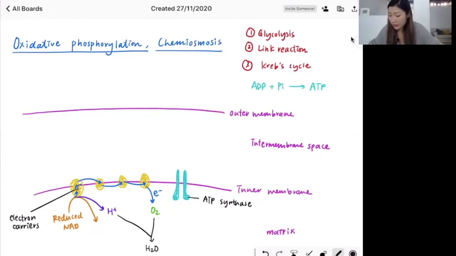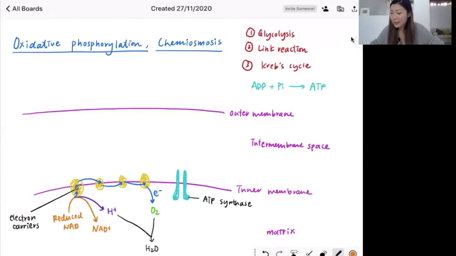So moving on, by the way, this reduced NAD after releasing electron and hydrogen ion would turn back into the oxidized state, which is NAD plus, and it can continue on to be reused in the link reaction and Krebs cycle.